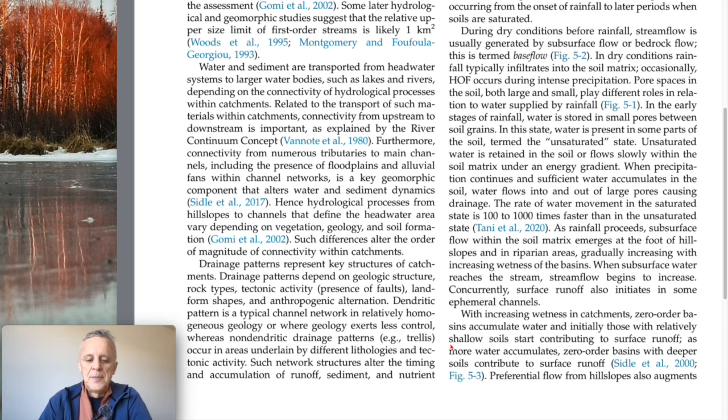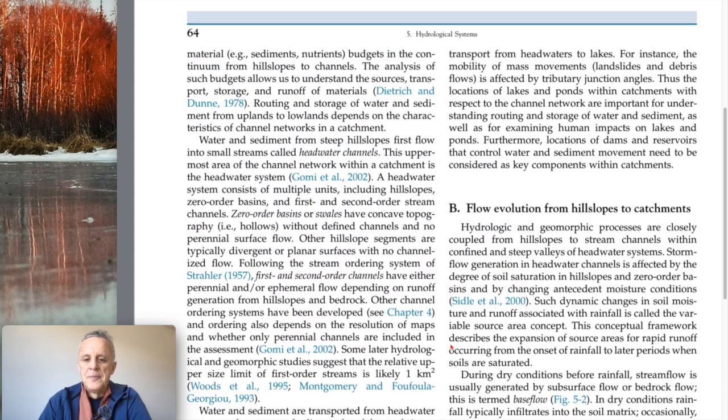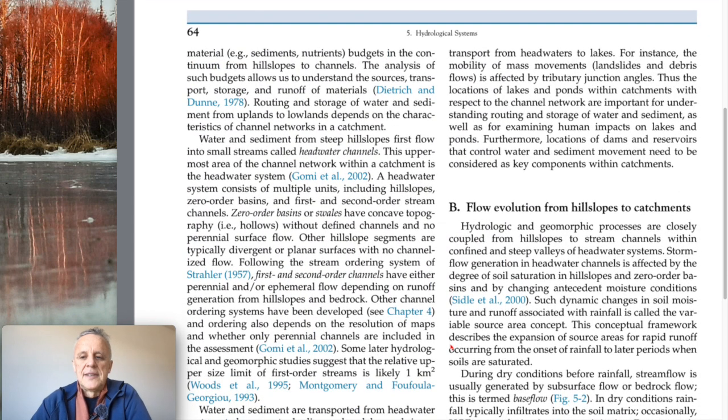Dendritic pattern is a typical channel network in a relatively homogeneous geology where geology exerts less control, whereas non-dendritic drainage patterns, for example trellis, occur in areas underlain by different lithologies and tectonic activity. Such network structures alter the timing and accumulation of runoff, sediment, and nutrient transport from headwaters to lakes. For instance, the mobility of mass movements, landslides, and debris flows is affected by tributary junction angles.